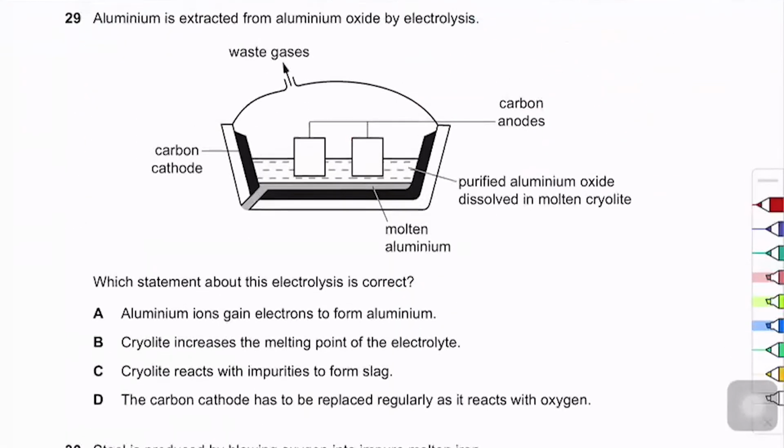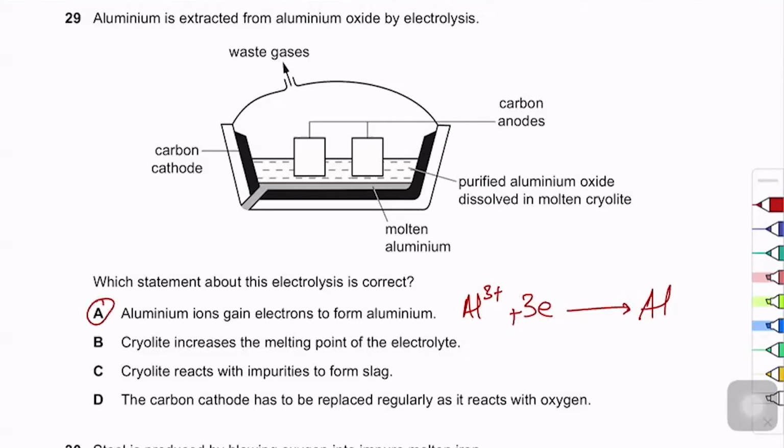Aluminum is extracted from aluminum oxide by electrolysis. Which statement about this electrolysis is correct? Okay, aluminum ions gain electron from aluminum. Yes, that is right. Aluminum is +3 ion. It gains 3 electrons to form aluminum. Yes, that is correct.